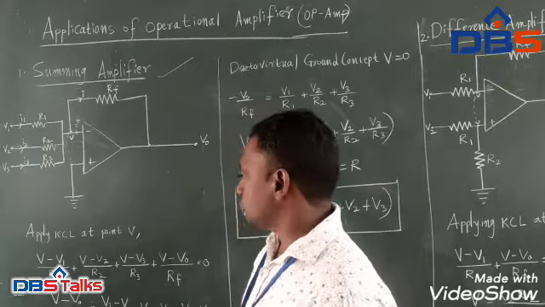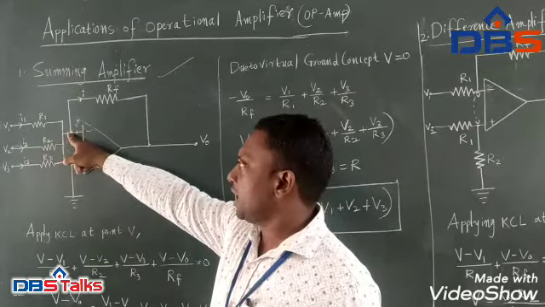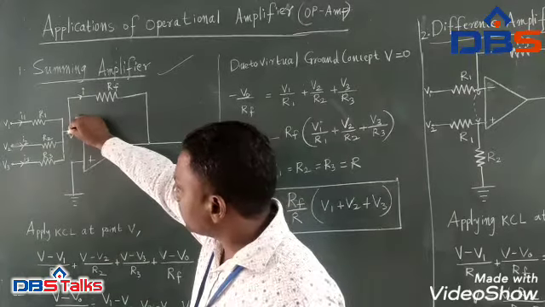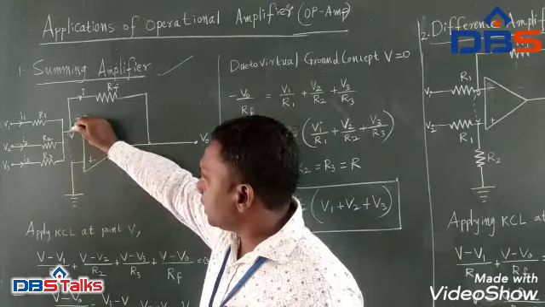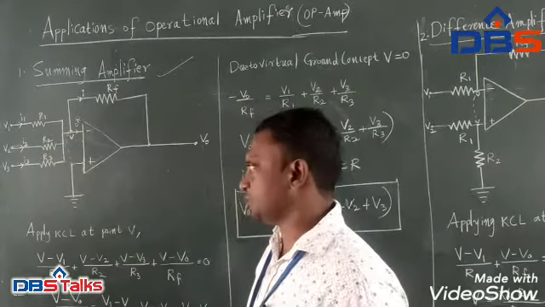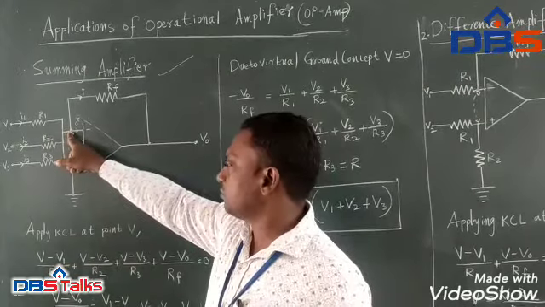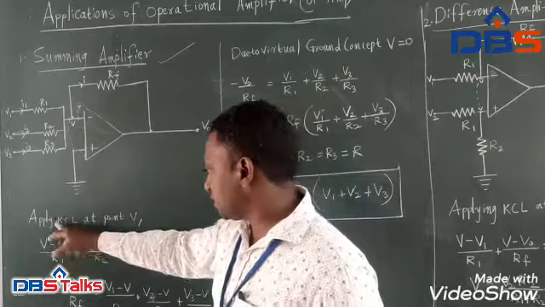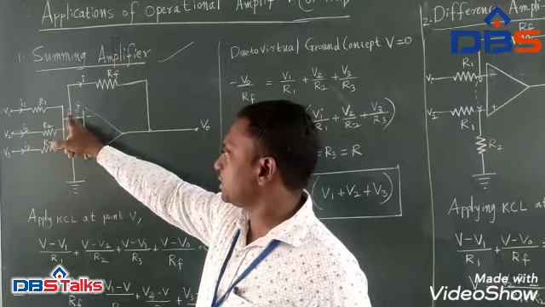Now to analyze that, we have to apply Kirchhoff's current law at this point V. Another important point is that the non-inverting terminal is connected to the ground, and the inverting terminal is also at ground potential through the virtual short circuit concept, or virtual ground concept. So we apply KCL at point V in order to calculate the output voltage. That's what I have written here: apply KCL at point V.